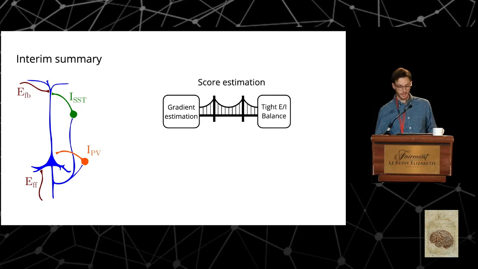So at this point, I started with gradient estimation. I promised how we would be able to link that to the notion of tight EI balance. And to get there, I provided a bridge of score estimation, and in particular, denoising score estimation.